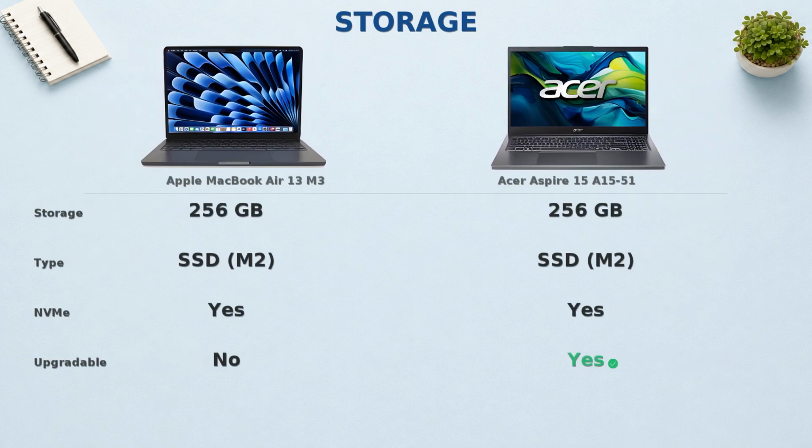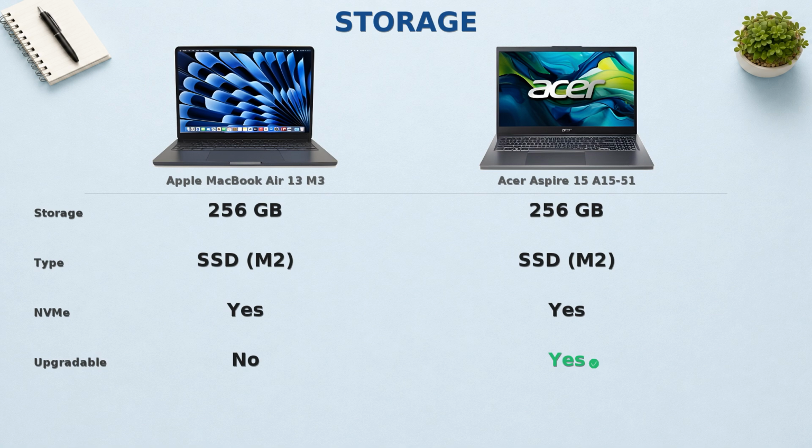With 256 GB of storage as standard, both offer SSD, M.2 drives, and NVMe support at this price. You won't notice any difference in speed or capacity in typical use. However, only the Aspire lets you add more storage later, so you can expand as your needs grow.